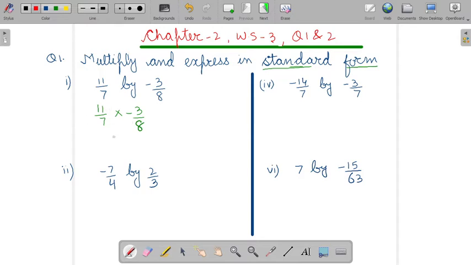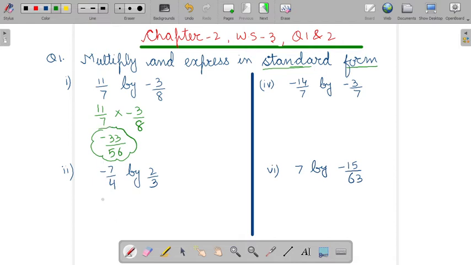Now observe here. Can you cancel any term? No. We can't cancel any term over here. So for the final answer, multiply upper with upper, so it would be minus 33, and multiply lower with lower. So it would be 56. So this would be the answer.